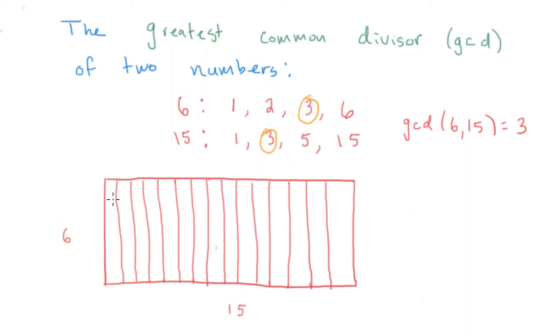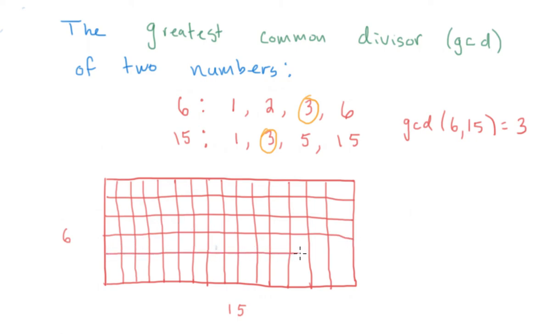And now 1, 2, 3, 4, 5. Okay, 1, 2, 3, 4, 5, 6, 7, 8, 9, 10, 11, 12, 13, 14, 15. 1, 2, 3, 4, 5, 6. Okay, so this is a 6 by 15 rectangle.